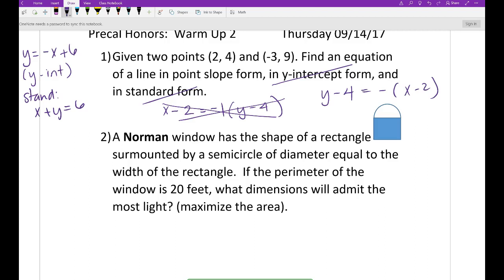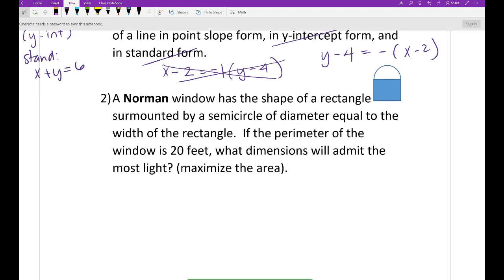Why are we reviewing lines? You might need to use it, right? So there you go. A Norman window, which is the definition of a window here, has the shape of a rectangle surmounted by a semicircle on the top. The diameter is the same as the width of the rectangle. If the perimeter of the window is 20 feet, what are the dimensions?